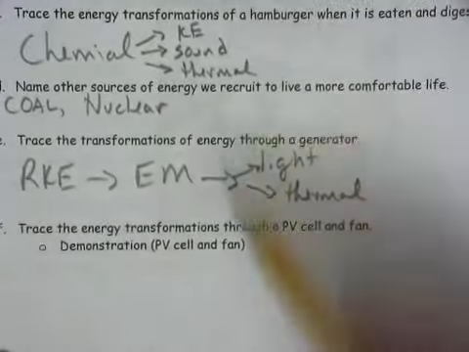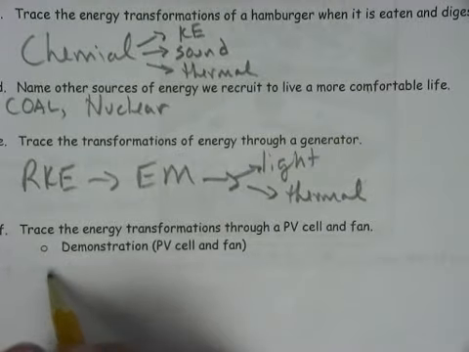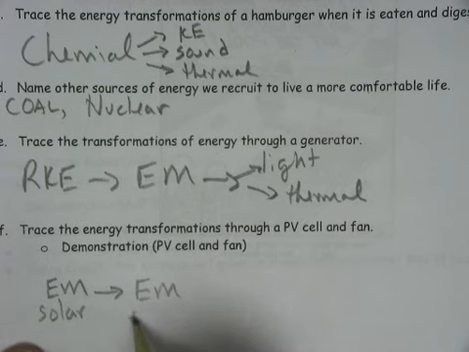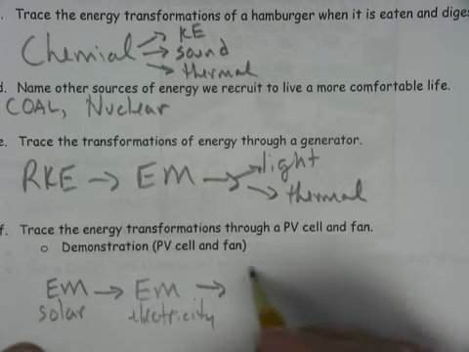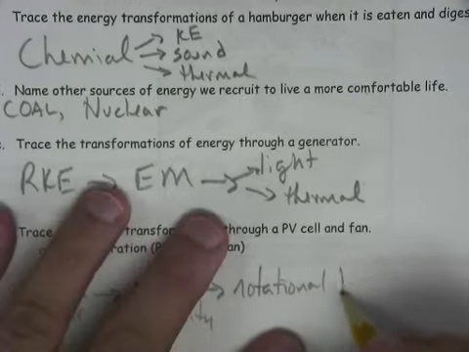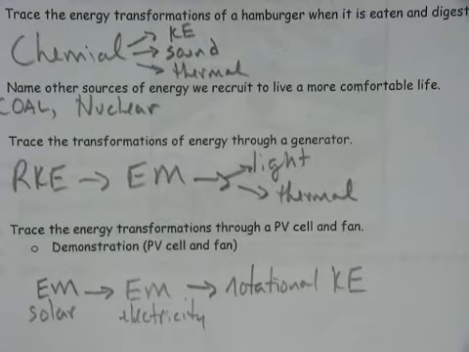So trace the energy transformation through a PV cell fan. So I would have solar. Solar would be electromagnetic energy, and then it would be transformed to another form of electromagnetic energy, which would be electricity, and then into rotational kinetic energy.